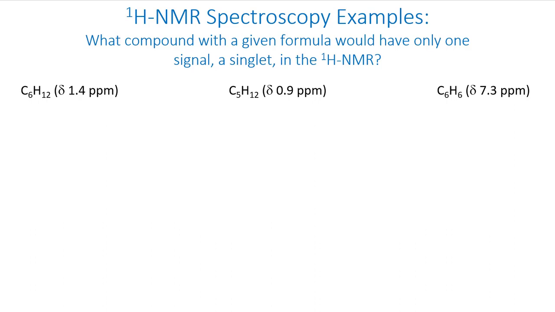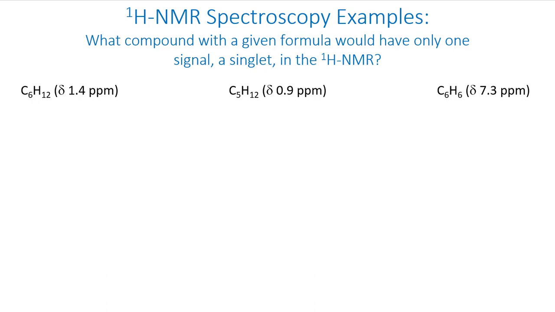One theoretical problem we can be presented with regarding proton NMR would be what compound with a given formula would produce only one signal, specifically a singlet, in the proton NMR. Now here are three different formulas, and what we want to do is imagine a structure where all of the hydrogens are chemically equivalent. These can be quite difficult in the beginning, and it helps us to see a few examples and learn the tricks in order to help figure them out.